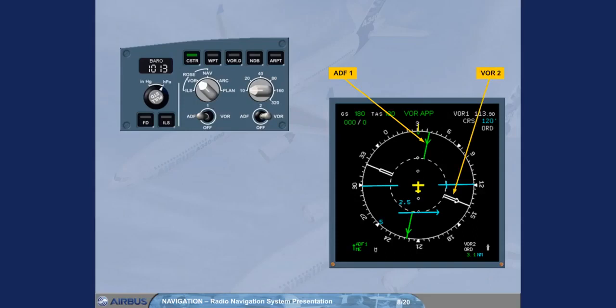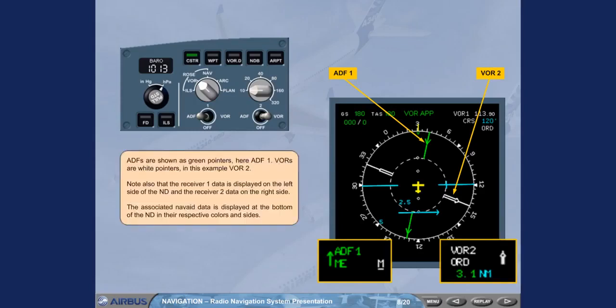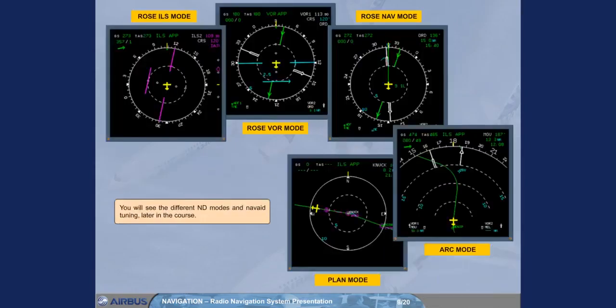Note also that the receiver 1 data is displayed on the left side of the ND and the receiver 2 data on the right side. The associated nav aid data is displayed at the bottom of the ND in their respective colors and sides. You will see the different ND modes and nav aid tuning later in the course.